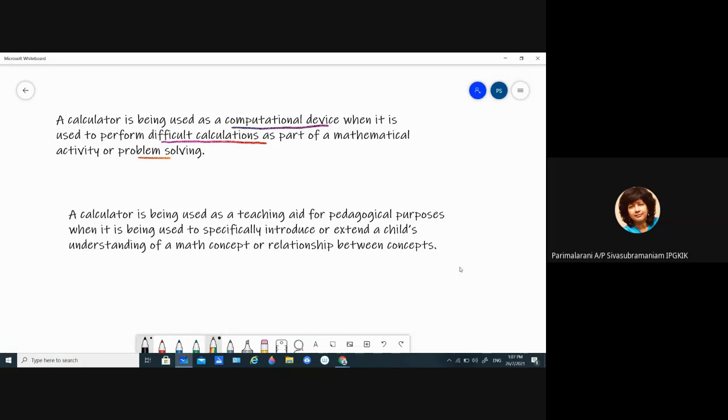And the other reason for using calculators is for pedagogical purposes. A calculator is being used as a teaching aid, that means for the sake of teaching, when it is being used to specifically introduce or extend a child's understanding of a math concept. That means we use the calculator to teach math concepts. So calculator in the classroom we use for 2 purposes. One is to teach any concept. The other is to calculate very difficult calculations involving problem solving.